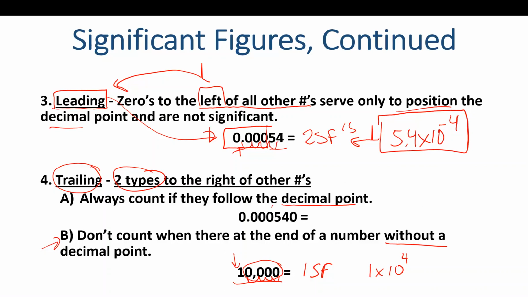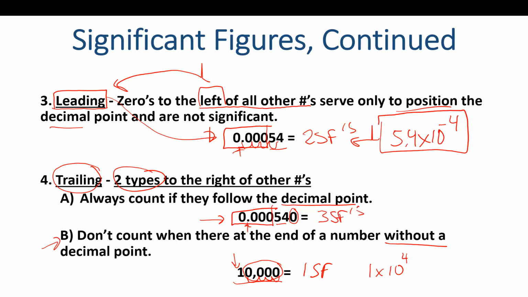Now, if we go to this particular example, we notice that there are still leading zeros, these don't count. But there is a decimal here, and this 0 is actually a trailing zero. It's a trailing zero because it's after the non-zero digits, but because of the presence of a decimal, this actually counts as a significant figure. So this would be 3 sig figs.